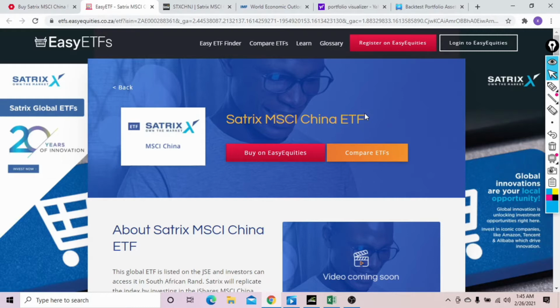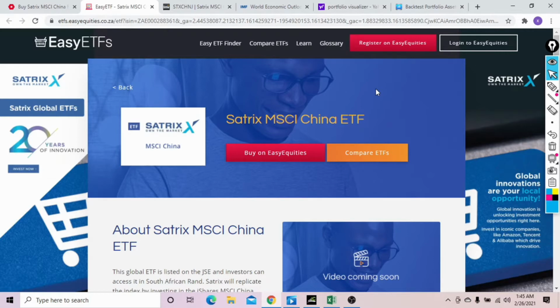So if you don't want to buy the gold, you can just buy the ETF, and then you won't be owning the physical gold. You'll be just owning shares in that ETF, which tracks the price of gold. When the price of gold goes up, for example, the ETF will go up too. Also, this ETF here, the Chinese ETF, the MSCI, tracks what we call the Chinese index.